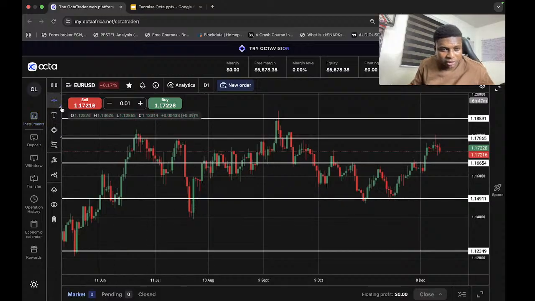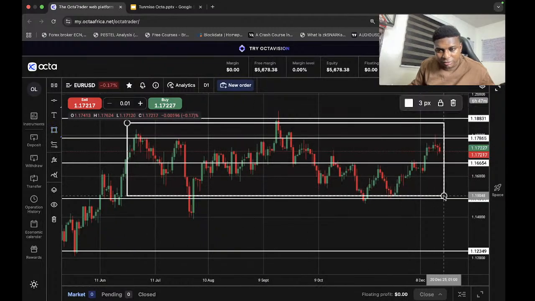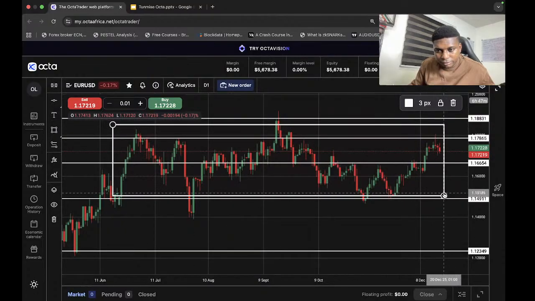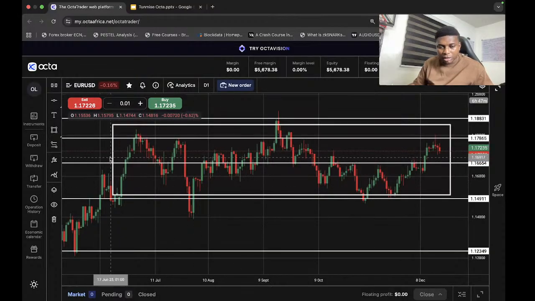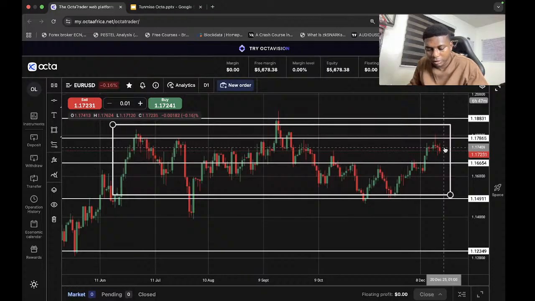Now, how do we spot this ranging market more clearly? Okay, good. So we can spot this ranging market more clearly like this. Good. So this is the ranging market. Market moves up, down, up, down, up, down.